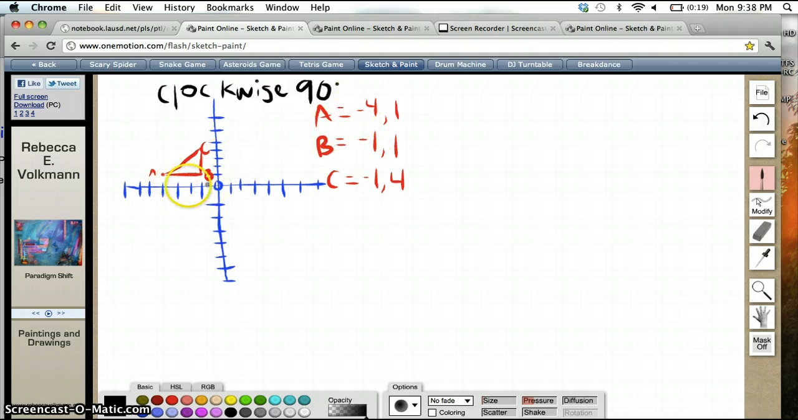So our first A is -4, 1. So remember, when we go 90 degrees, we switch our X and Y. So it's going to become 1, 4. So we're going to go over 1, up 1, 2, 3, 4. And that is our new A point. Okay. Now B is -1, 1. Now they're both 1, so we're actually going to just keep 1 and 1. So 1 and 1. And that is our new B point.